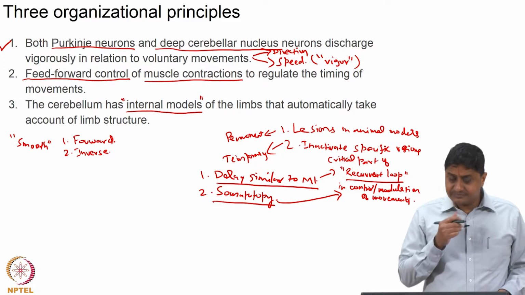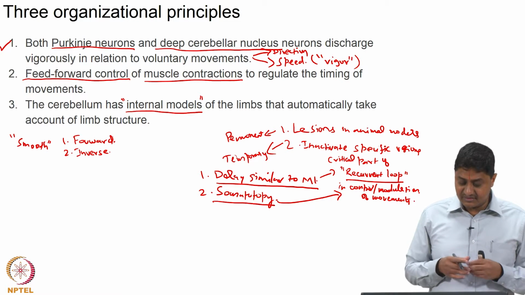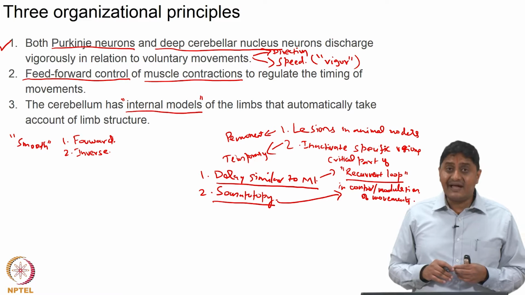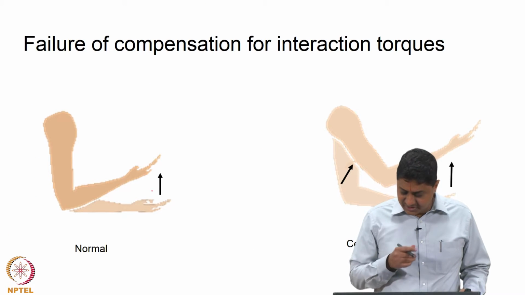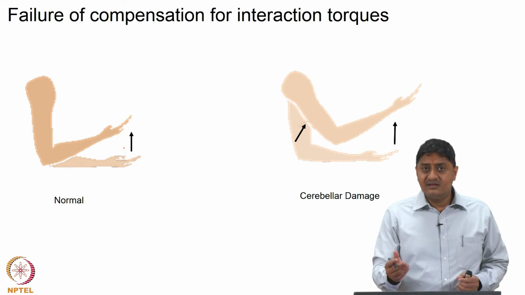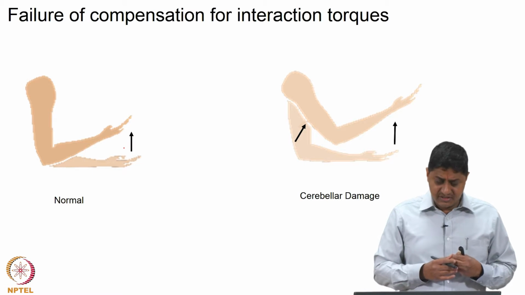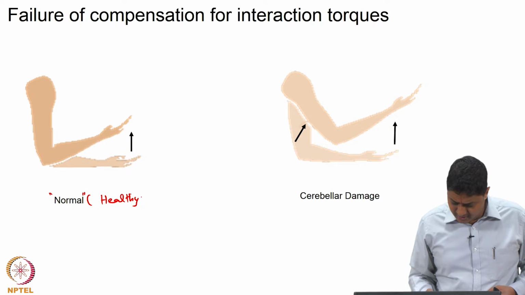So, it turns out that the cerebellum implements these internal models in some sense, or it is believed that these internal models are implemented in the cerebellum to account for the dynamics. For example, here is an example of a person trying to make a movement of the forearm. That is the forearm, I am trying to make that movement. In healthy individuals, when they make movement of the forearm, the shoulder does not move. Why? This is because in healthy or typical individuals, right.